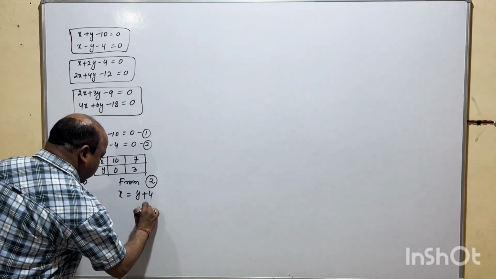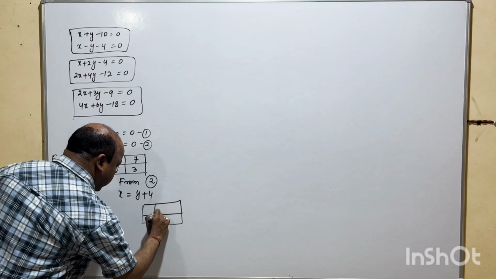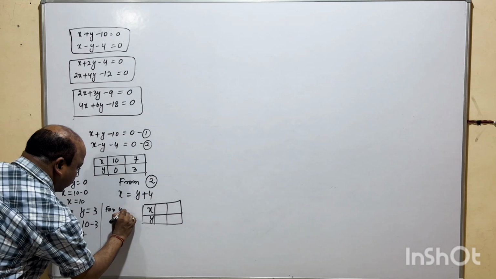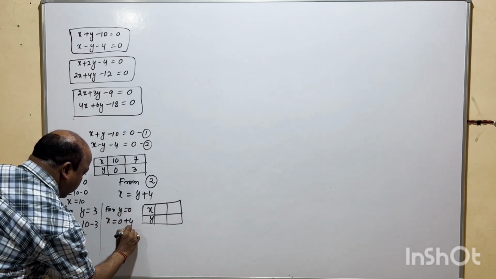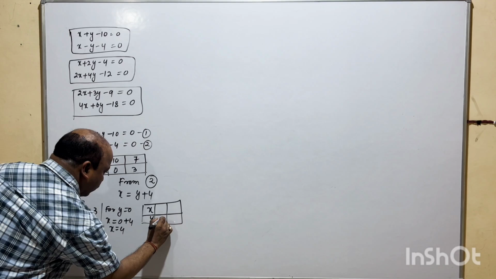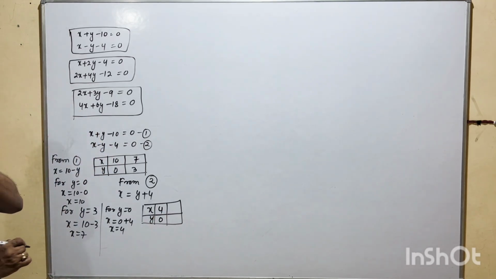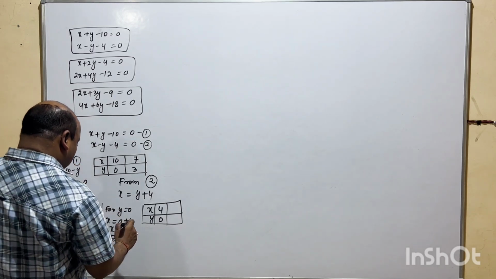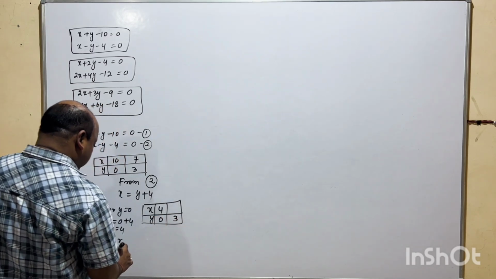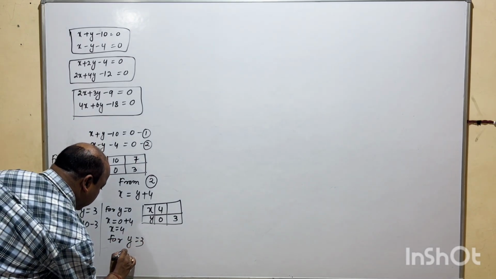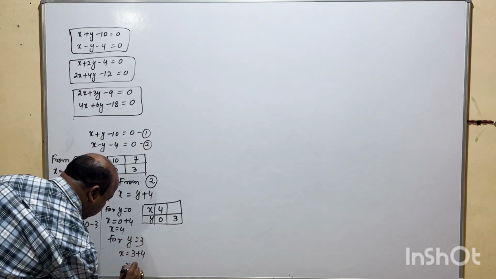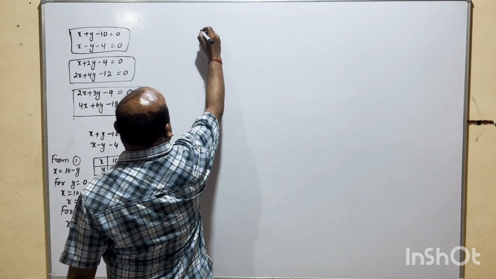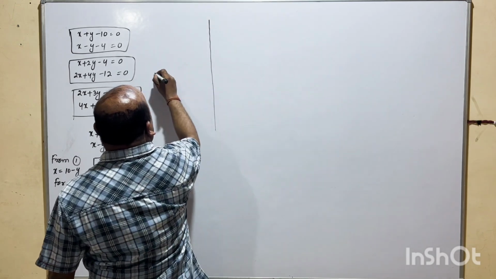So make another table also here. Another table, x and y. Suppose I put y equal to 0, x is equal to 0 plus 4, that is x is equal to 4. Y 0, x 4, right? Next, I am writing y is equal to 3, so x is equal to 3 plus 4, x is equal to 7, right? So draw the graph of these equations.